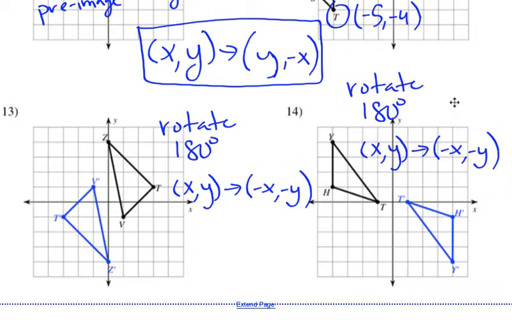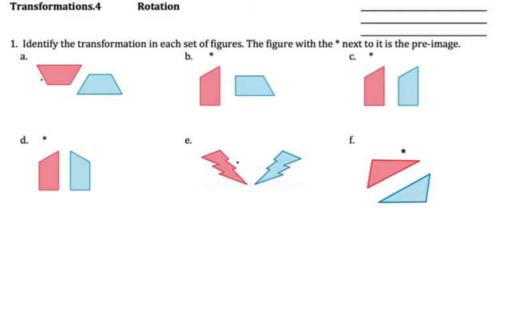There we go. It's a 180 degree rotation as well. Same coordinate rule. Okay, in your assignment, on number 1, identify the transformation in each set of figures. The figure with the star next to it is the preimage. So on this one, it's not a yes, no.